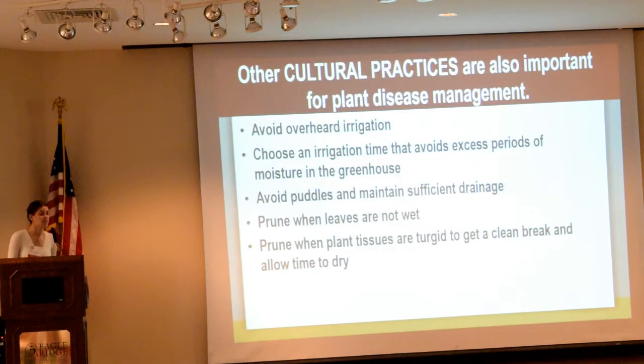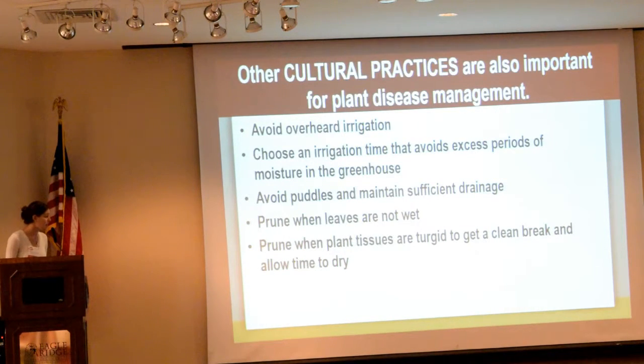Avoiding overhead irrigation, again, that's one way to keep the foliage from remaining wet for longer periods of time, because particularly with fungi, they require free moisture on the plants in order to infect. And then with a lot of bacterial pathogens, they can be rain or water splashed from one source of infection to other leaves. Choosing an irrigation time that avoids excess periods of moisture in the greenhouse and avoiding puddles. Maintaining sufficient drainage, again, that ties into the moisture.